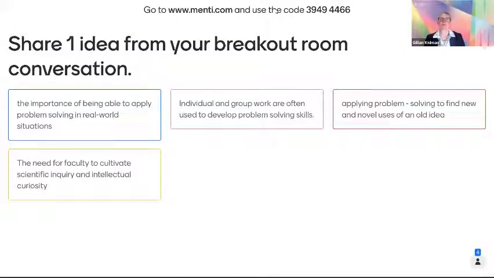The need for faculty to cultivate scientific inquiry and intellectual curiosity. Oh, I like that term, intellectual curiosity. I'm going to write that one down. Well done to whoever put that one up. That's nice.